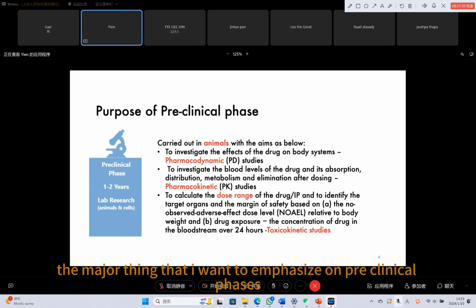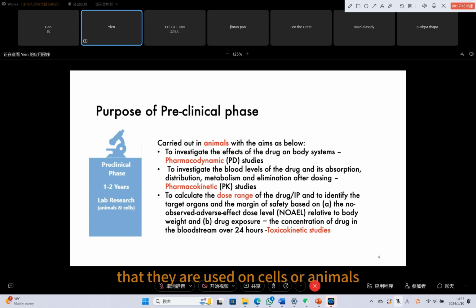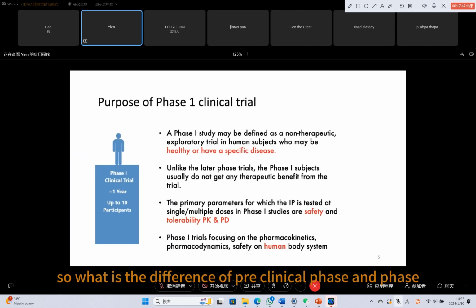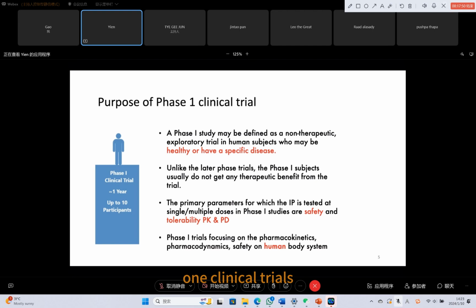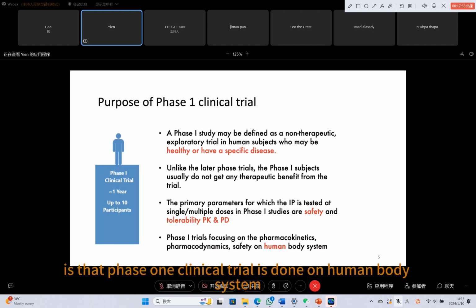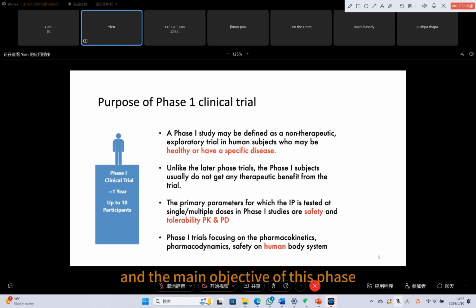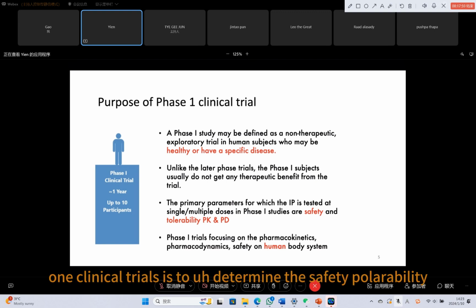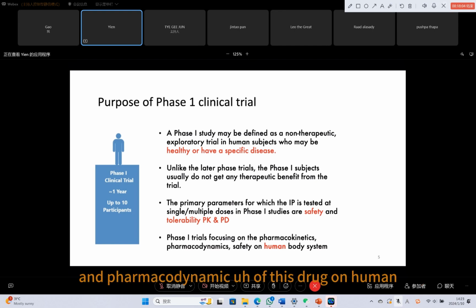The major thing that I want to emphasize on the preclinical phase is that it uses cells or animals, but not humans. So the difference between the preclinical phase and phase 1 clinical trials is that phase 1 is done on the human body system. The main objective of phase 1 clinical trials is to determine the safety, tolerability, pharmacokinetics and pharmacodynamics of this drug in humans. They usually use healthy individuals or patients with a specific disease, depending on what drug you are testing in the phase 1 clinical trial.